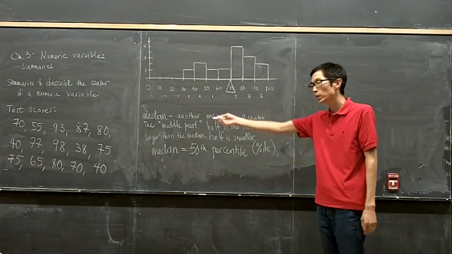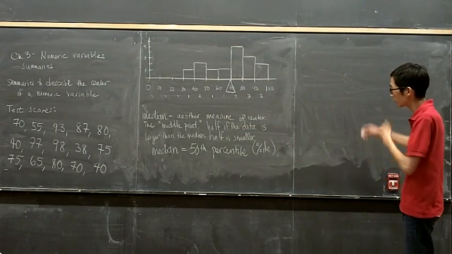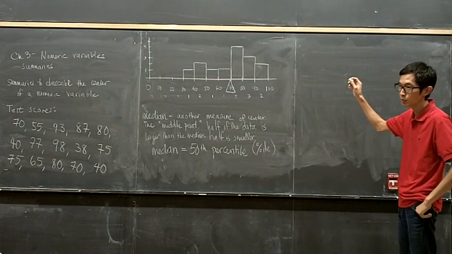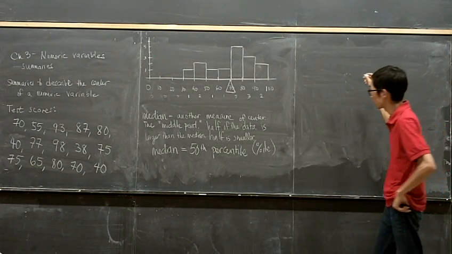So how do we get the median here? Well, the first thing we have to do is put all of the numbers in order from smallest to largest.